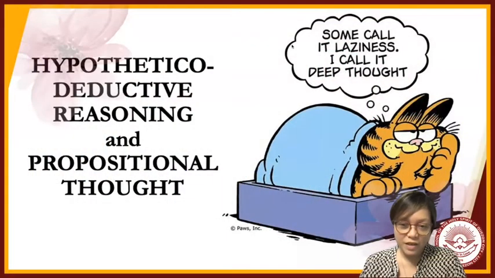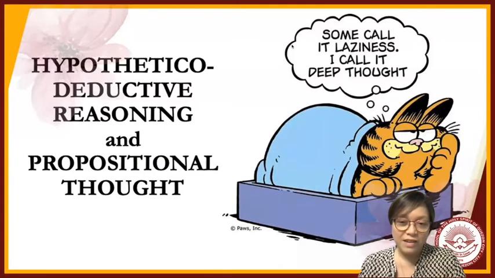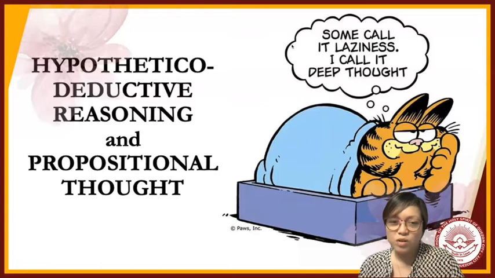Now, it is also at this stage, still in the cognitive area of personal development, that teenagers like to go into hypothetical deductive reasoning and propositional thought. As you can see in the example here, some call it laziness. If you know Garfield, Garfield is a cartoon character, a cat who loves to sleep. Okay, more simply put, he loves to sleep. Some people would perceive that as laziness, but according to Garfield, he is in deep thought. So we philosophize, we rationalize, we come up with other alternatives to what other people see. All right. So this is hypothetical deductive reasoning. We give reasons for our actions.